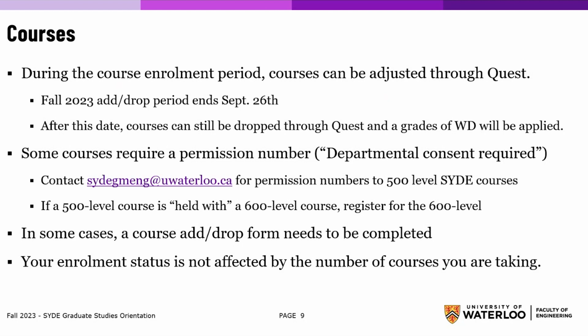In some cases, an add drop form needs to be completed. I'm going to talk a little bit more about that in a sec. And your enrollment status is not affected by the number of courses you take. This, I think, is a real sticking point for a lot of research-based students. If you have to take 4 courses and you finish them in your first 2 terms, and then you go on and do exclusively research, you are still paying full tuition as a full-time student because you're actively engaged in research. Even though you're not taking courses, you are still doing research and pursuing your degree requirements, which is why you're paying tuition. So whether you're taking 3 courses, 2 courses, 1 course, or no course, it's the same. Okay?